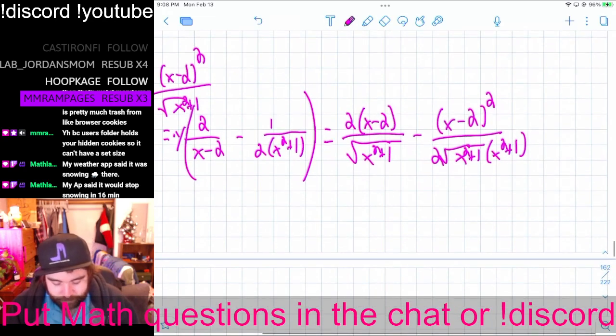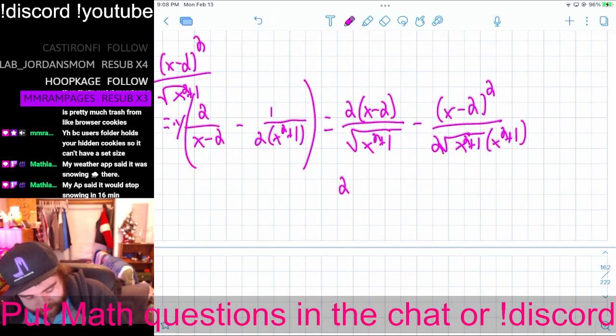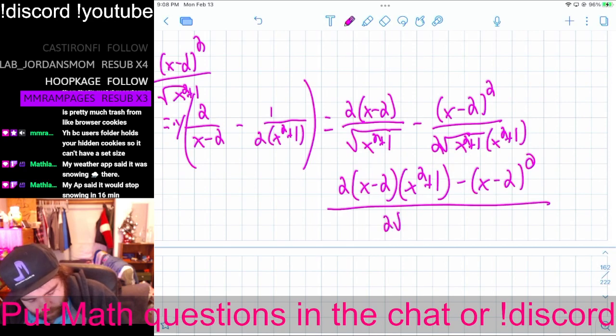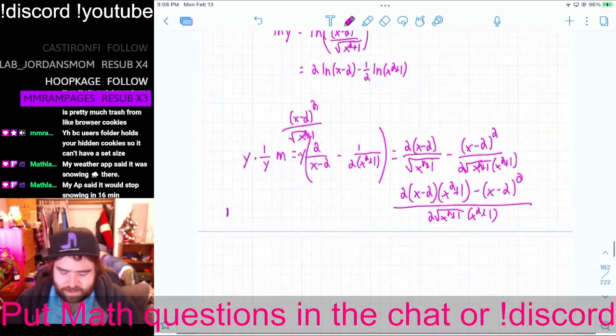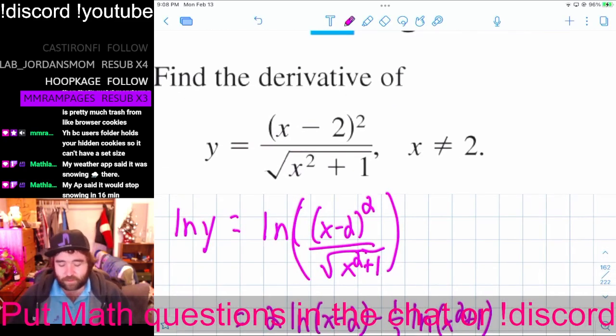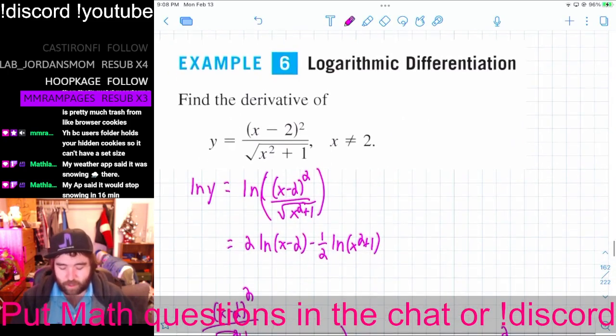I mean, I guess then if we wanted to, we could combine it into one fraction. 2 times x minus 2 times x squared plus 1 for the common denominator, minus x minus 2 squared over 2 root x squared plus 1 times x squared plus 1. I mean, that's disgusting. Is that the same thing that would happen if you just took the derivative with quotient rule and stuff? I kind of want to do it now.